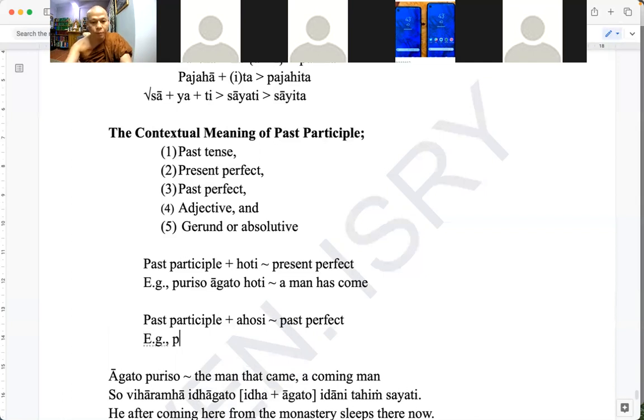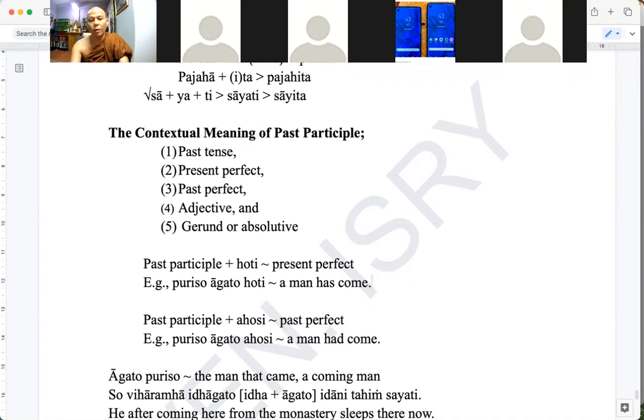So here, Buddhiso, and then simply agado ahosi. So at the time, a man had come. In this way we can divide.